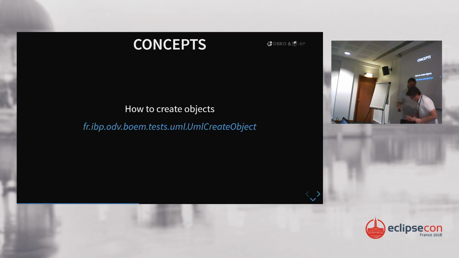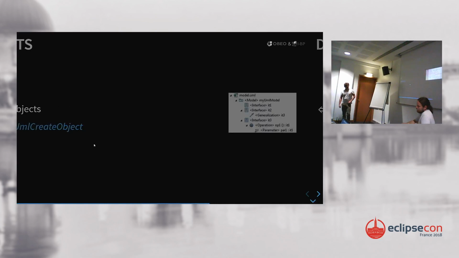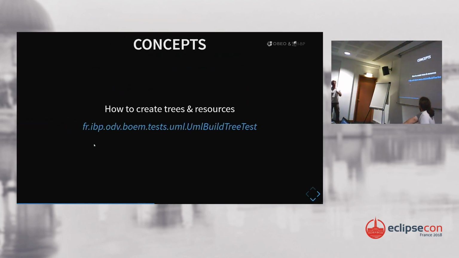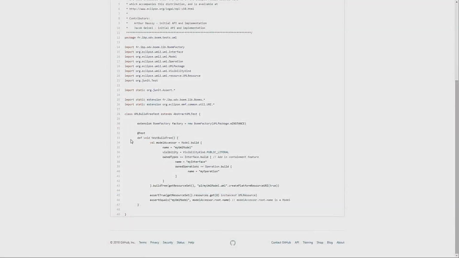Okay. So Jacob showed you how to write and create new instances of EMF objects. Now I'm going to show you how to create trees and resources and BOEM elements. So here again we have a test. The test is quite similar to the other one. We just create a model, we set its name, its visibility, and some other stuff. The only difference with the previous example is that we use the build tree methods.